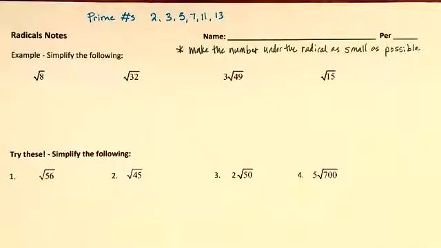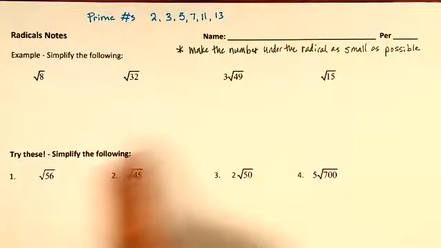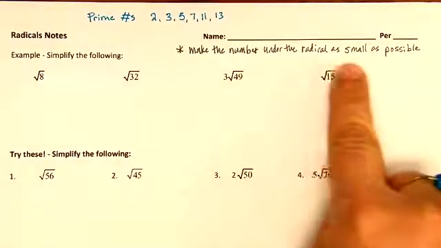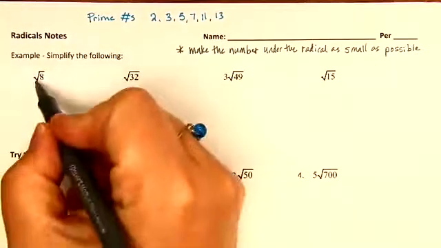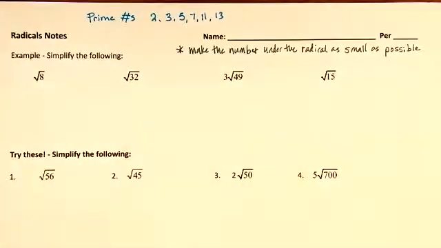Before we start, I want to talk about two things. One, why we're doing that. Our goal here is to make the number under the radical as small as possible. The radical is this little square root symbol right here. That's the radical. And in order to do this, we need to factor the numbers under the radical sign into prime numbers. So we're going to do something called a prime factorization tree, where we just break those numbers down into their factors. Okay, so let's go ahead and start with this first one.